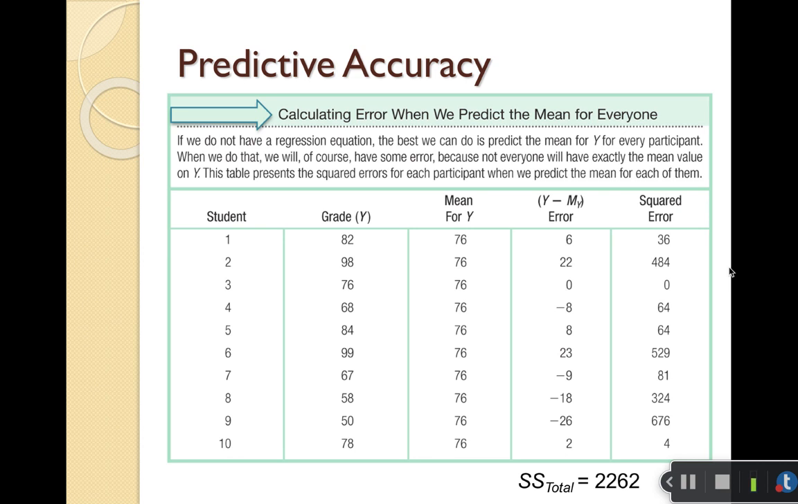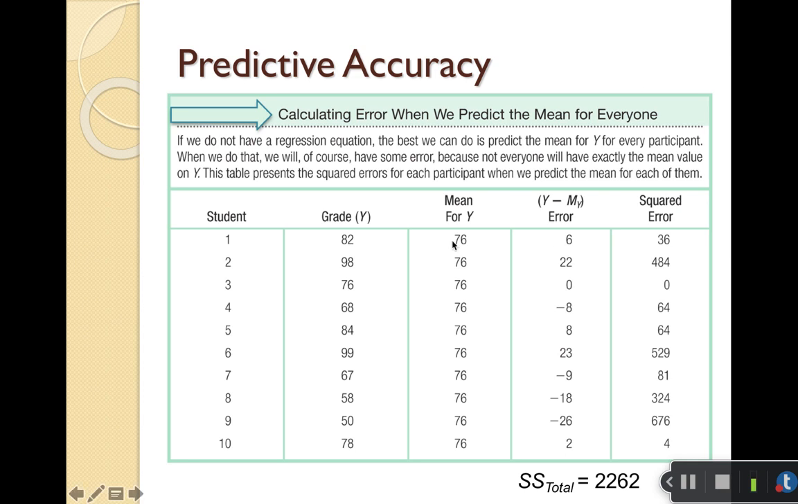So we could calculate this idea of error when we predict the mean for everyone. Again, if we do not have a regression equation, our best piece of information is to just predict the mean for everyone's exam score. So we know we'll have some error because not everyone is going to score exactly at a 76%.